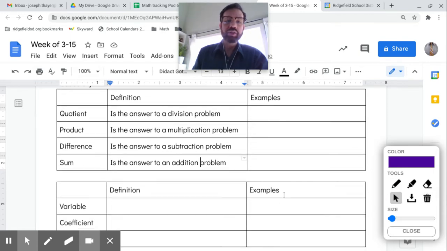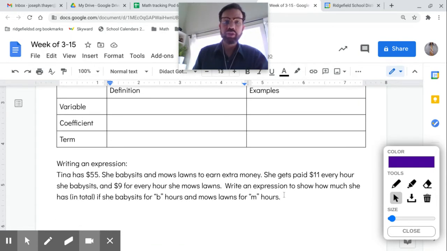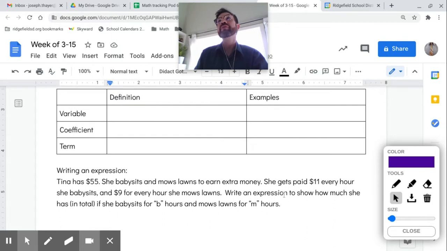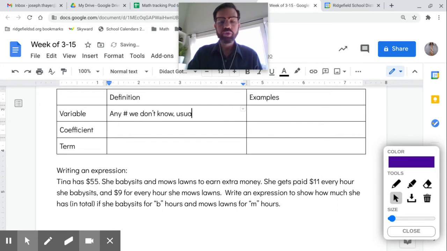Now let's talk about some of our new terms that we just learned this week and that we had never heard before today. So, a variable is any number we don't know, usually shown by a letter.